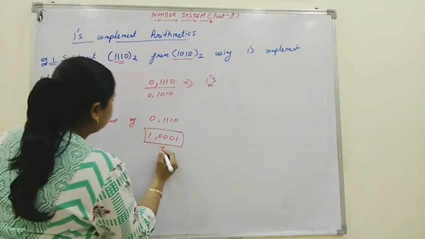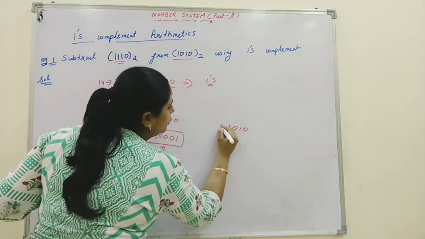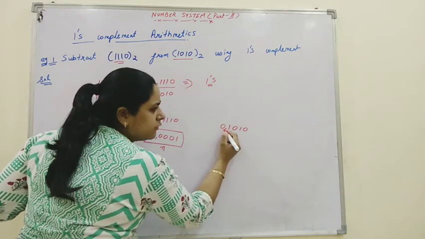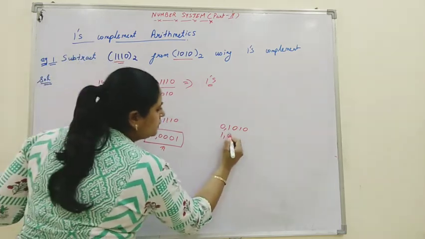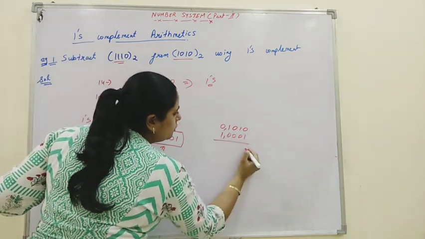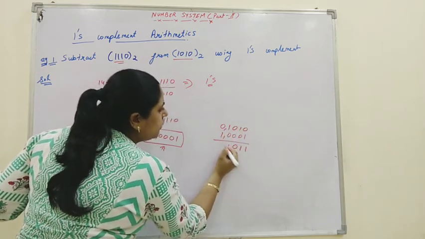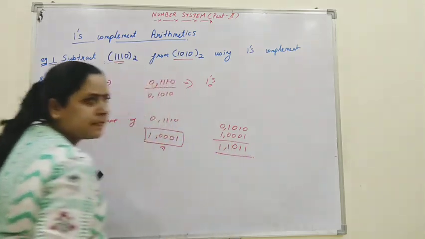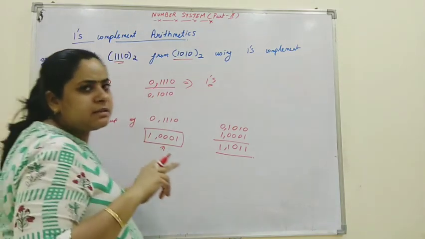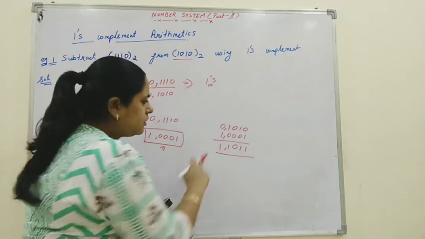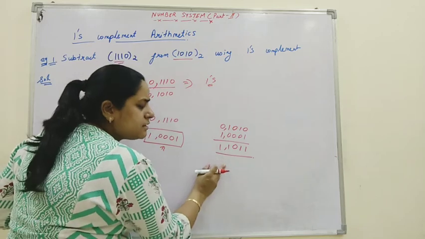Now we find this 1's complement and add it to 1, 0, 1, 0 with sign bit 0 because it's a positive number, and 1, 0, 0, 0, 1. 0 plus 1 is 1, 1 plus 0 is 1, 0 plus 0 is 0, 1 plus 1 is 0 with carry, and so on. No carry is left, so this will be the final answer. In the previous example, we were left with a carry, so we dropped that carry and added it here. But in this, no carry was there, so this is the answer.